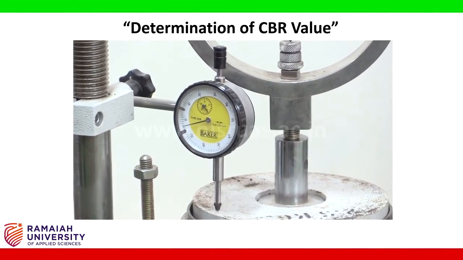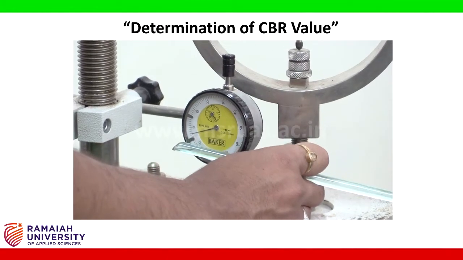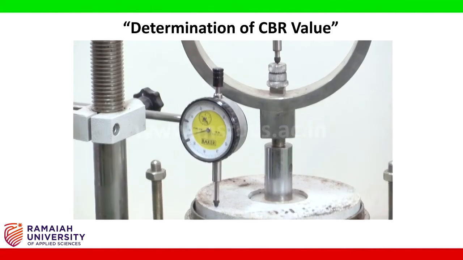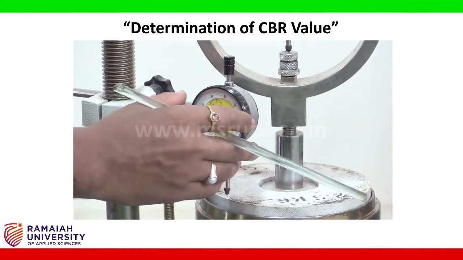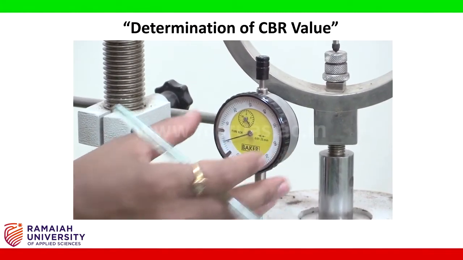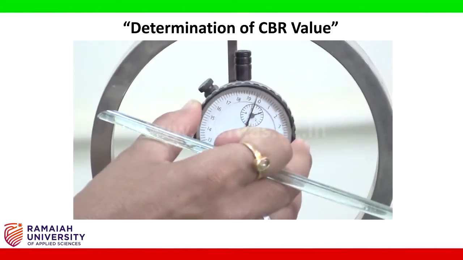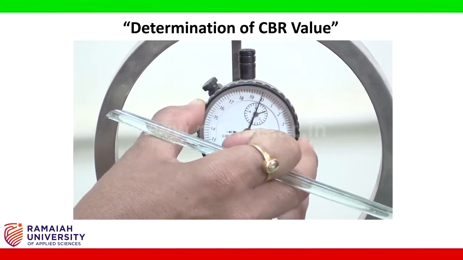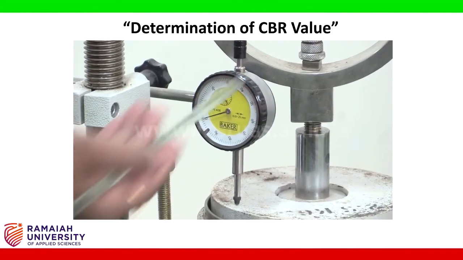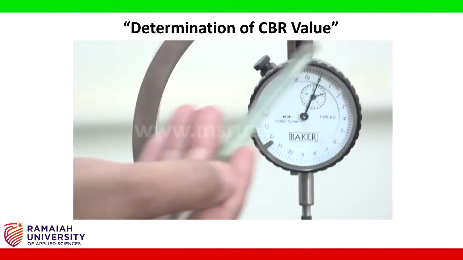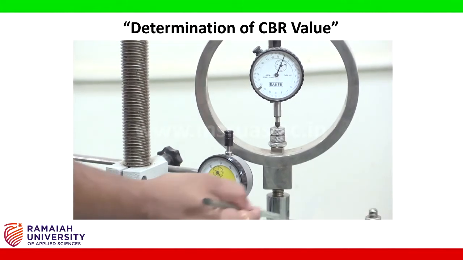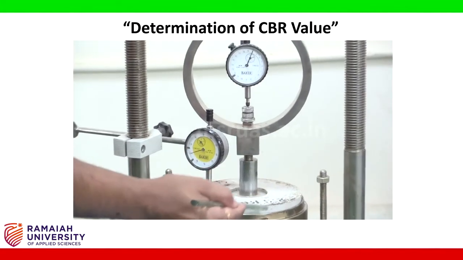Before we start with the experiment, once the plunger is properly seated on the specimen and the dial gauges are properly placed on the mold, set the dial gauges to 0, both the deflection dial as well as the load dial. Once the deflection dial and the load dial are both set to 0, it is time to apply a seating load to ensure proper seating of this plunger on the specimen.